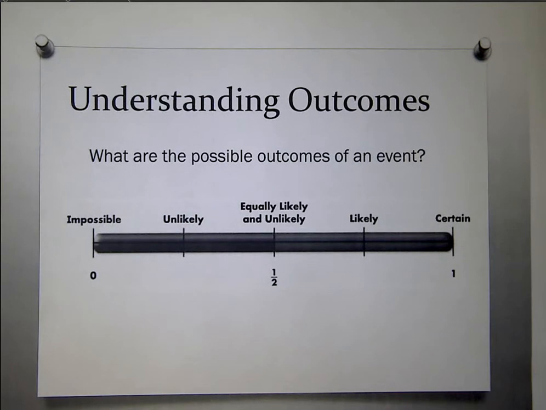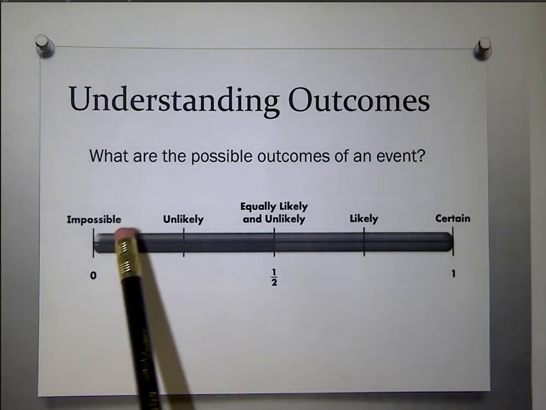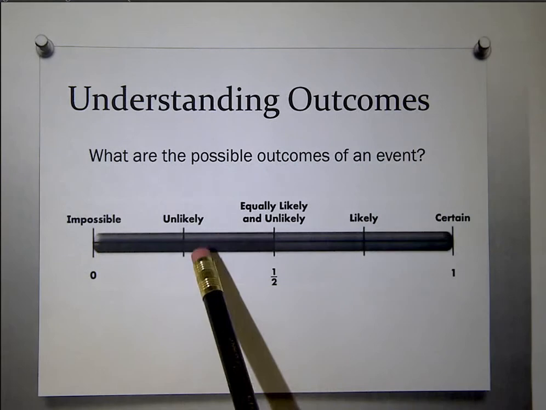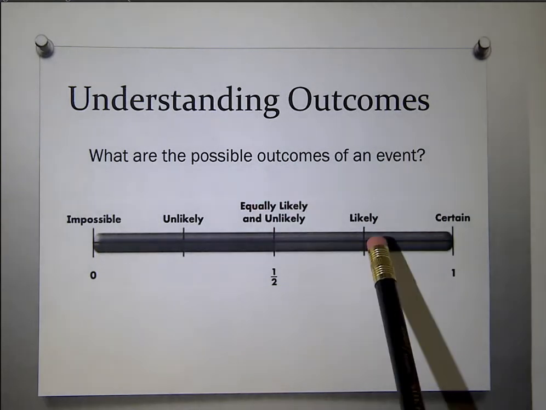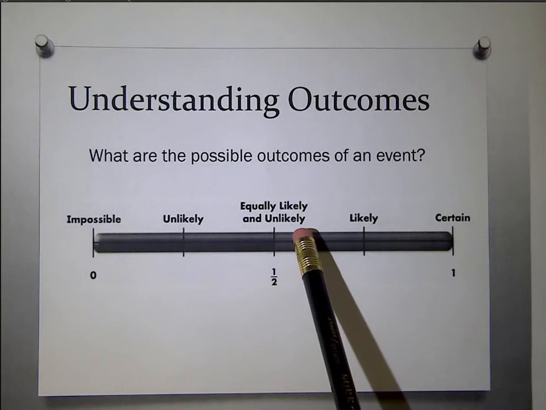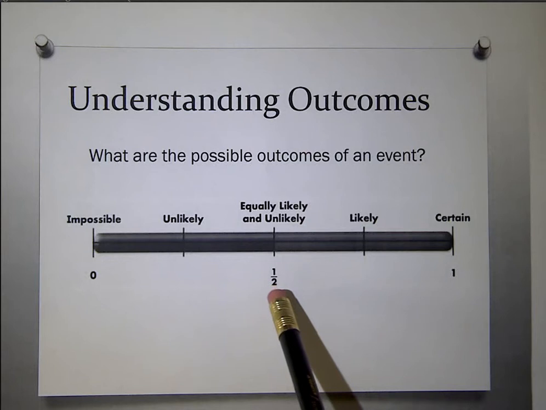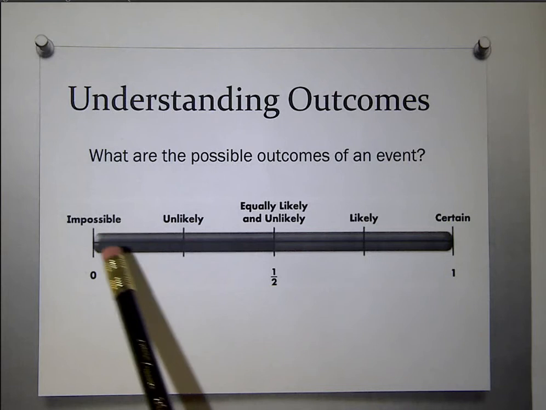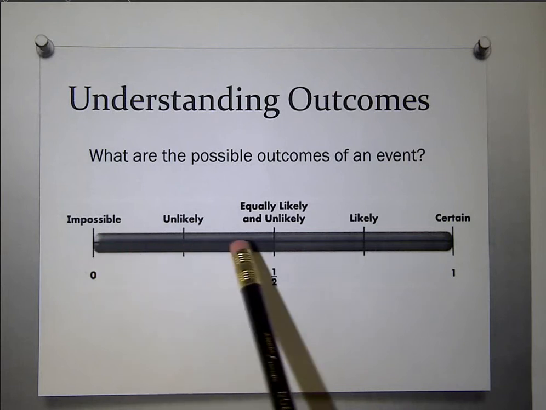First, we need to begin by understanding outcomes. What are the possible outcomes of an event? There is an impossible outcome, a certain outcome, an unlikely outcome, a likely outcome, or an equally likely or unlikely outcome. And that would be half. So when we talk about will something happen, it can happen anywhere along this spectrum or this line.